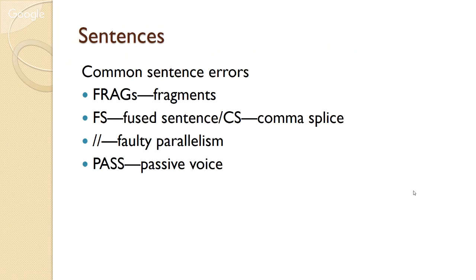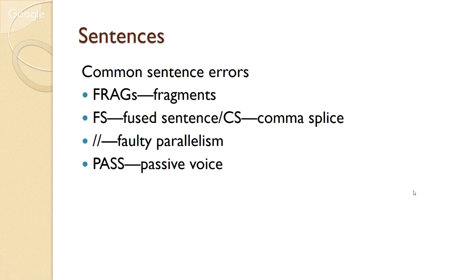Faulty parallelism is when you have a sentence construction that isn't consistent, that is not following the same pattern. So, for example, if you're writing by putting the subject before the verb, that's the pattern that you've established, then you need to keep to that pattern. If you're shifting verb tenses, then you're not being parallel. You're breaking that pattern.